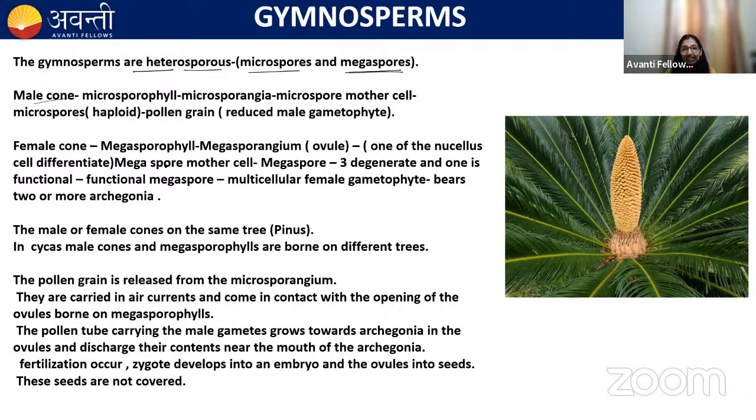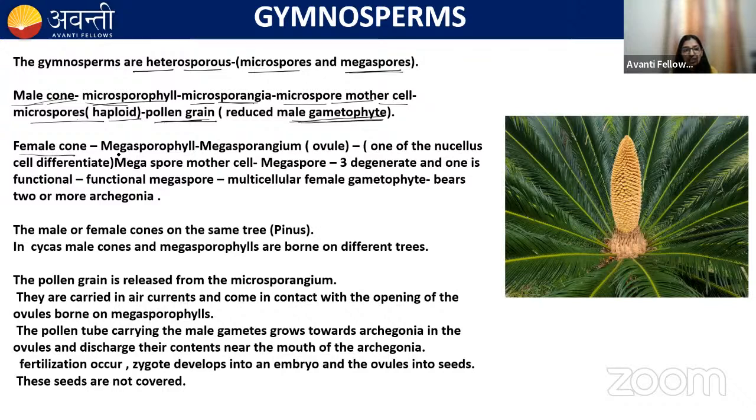The microsporophylls cluster together and form the male cone. Similarly, the female cone is formed by the megasporophylls. When the megasporophylls cluster together, they form the female cone. The male cone consists of microsporophylls, and the microsporophylls have the microsporangia. These microsporangia have the microspore mother cells. When meiosis occurs in microspore mother cells, haploid spores are produced, which are known as microspores. On maturation, these microspores form the pollen grain, which is the male gametophyte. Okay?